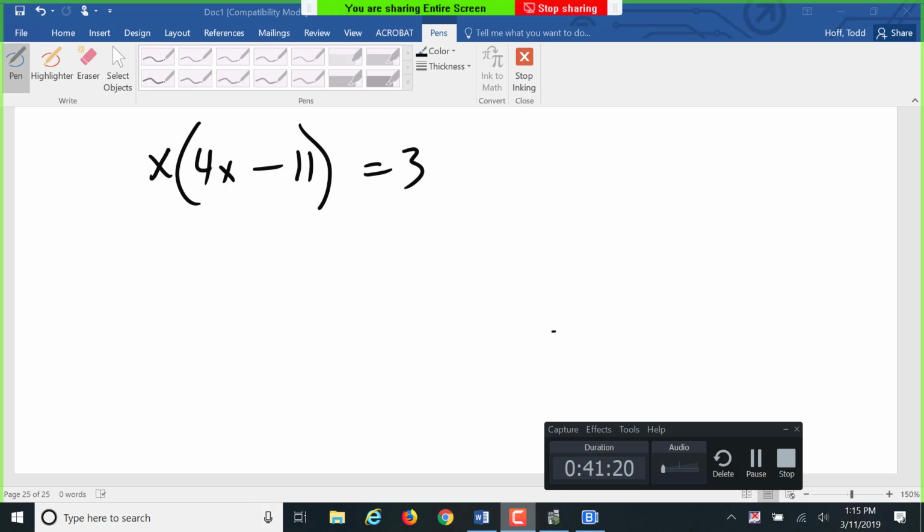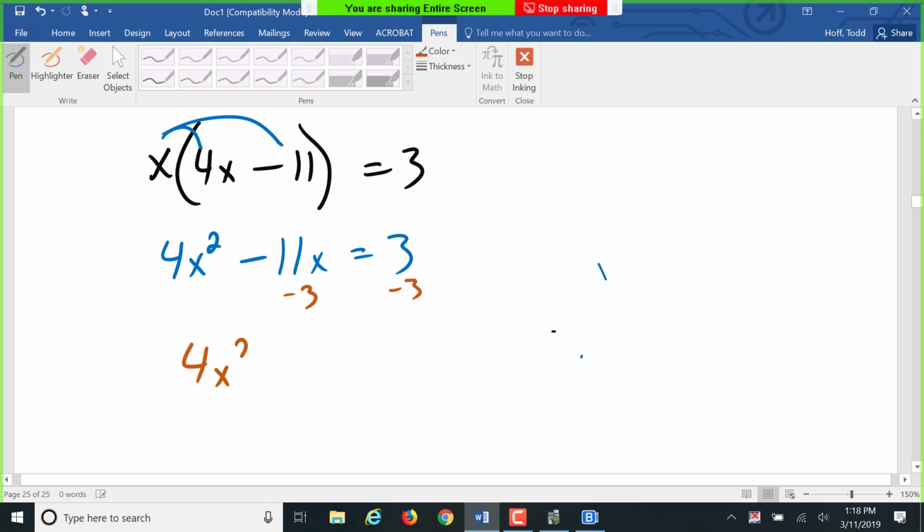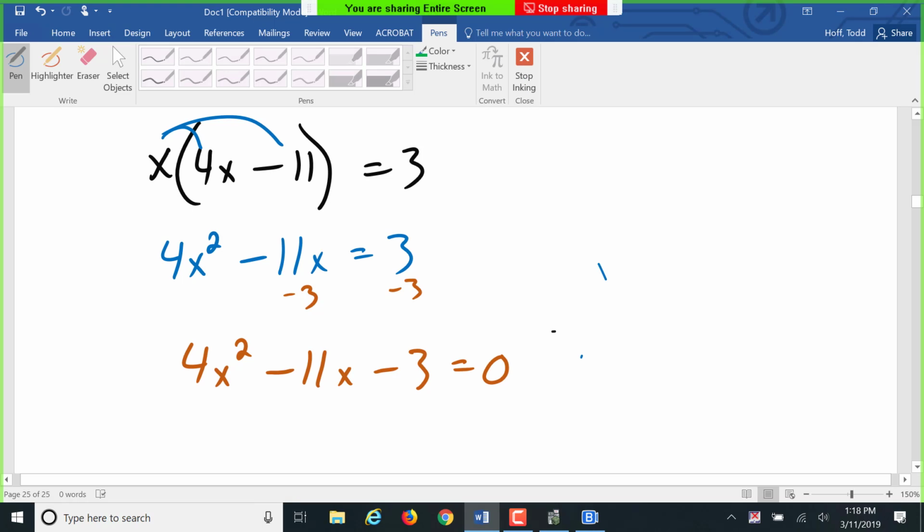I want you to give this one a shot in your notes quick. I'll give you about 3 minutes on that one. Where would we start on this? So we distribute the x and we get, perfect, 4x squared minus 11x equals 3. What's next? Subtract 3 from both sides to make it equal 0. 4x squared minus 11x minus 3 equals 0. And then?